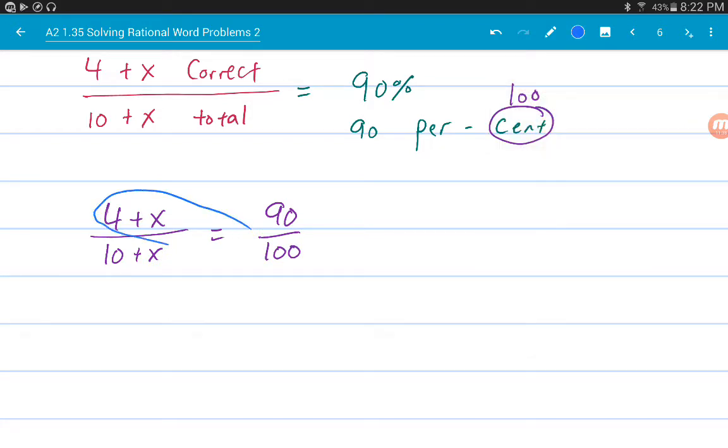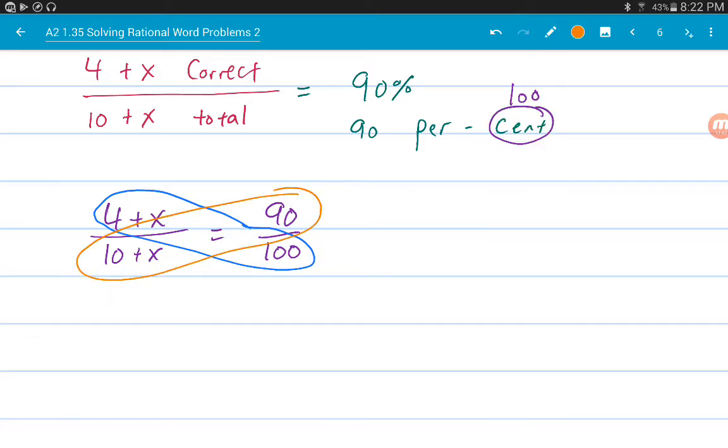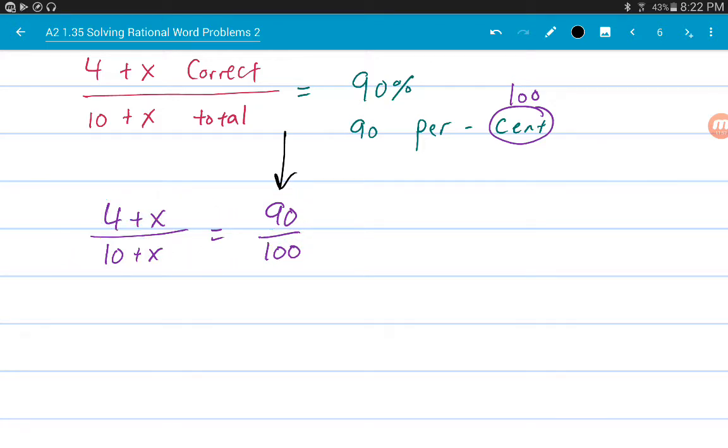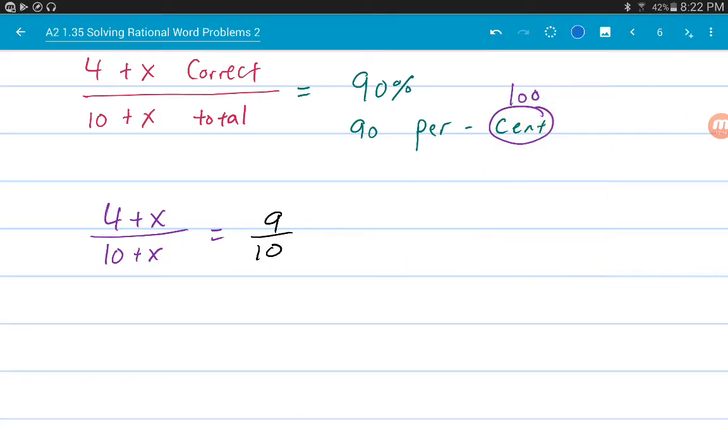Now you can absolutely go ahead and you can cross multiply right now. But me, I like to make my life simpler. This right here is a fraction that can be simplified. How can I simplify 90 over 100? I can divide both by 10, and this will equal 9 over 10. That's way better, especially if I'm going to be multiplying next. I would rather not have to deal with 90 and 100. 9 and 10 seem like much better numbers.